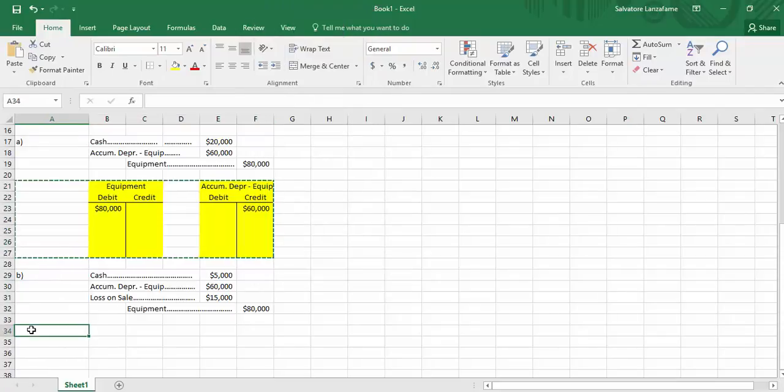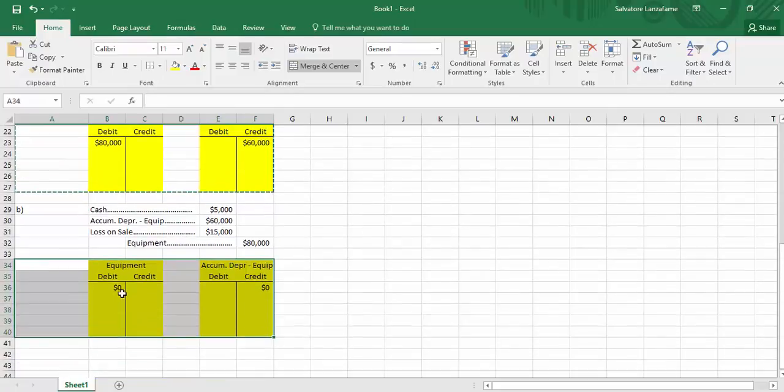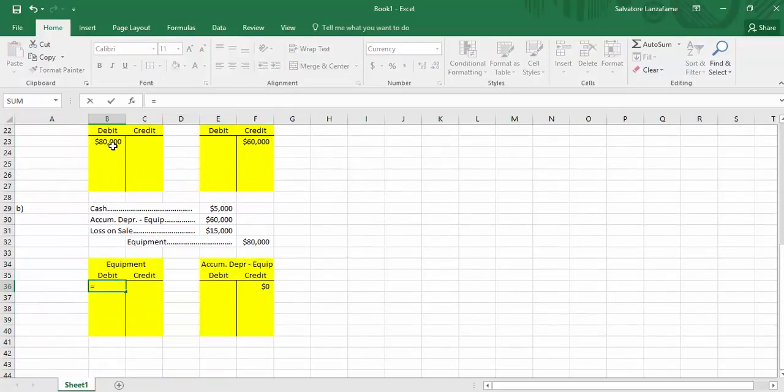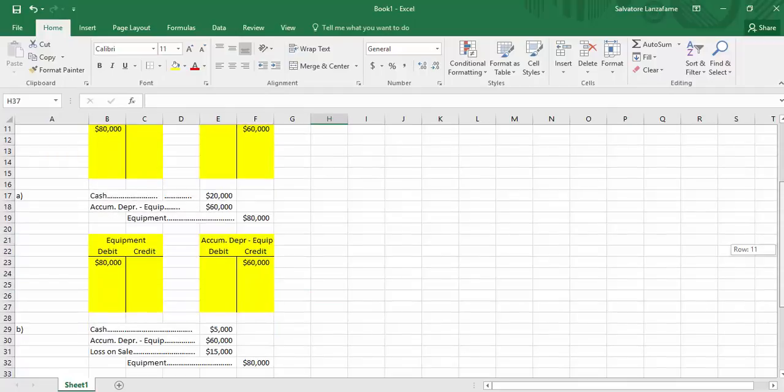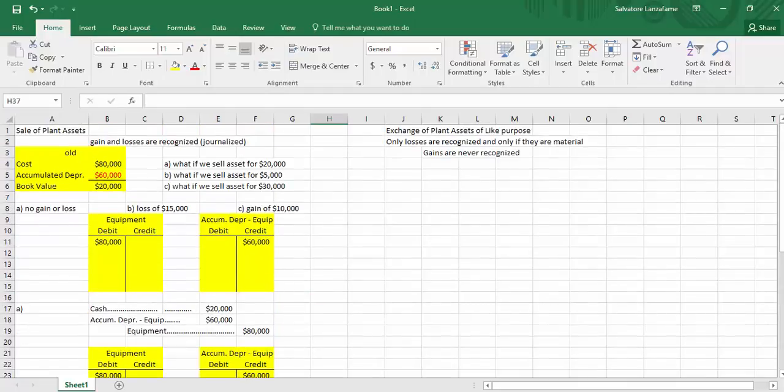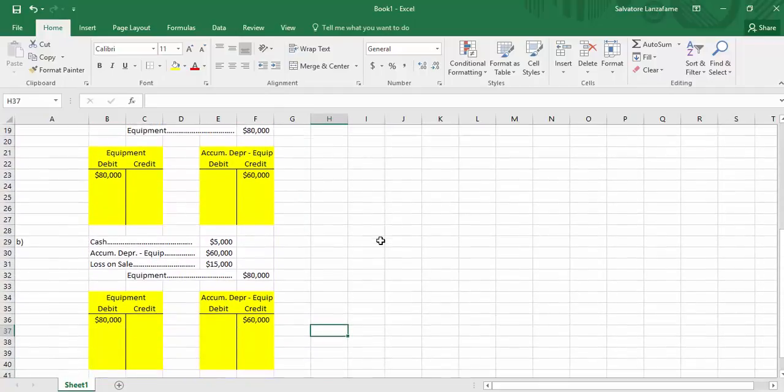If we do that, we'll put that in here. And again, let me copy these amounts. Okay, so let's go ahead and do scenario C. Scenario C, we sold the asset, but this time we sold it for 30. And if you remember, if our asset's worth 20 and we sold it for 30, we have a gain of $10,000. So let's see how this journal entry looks.